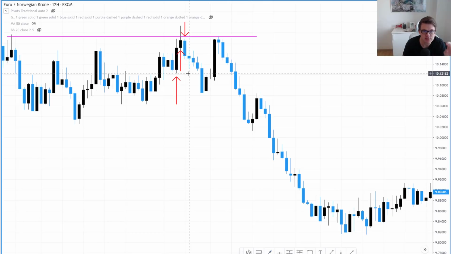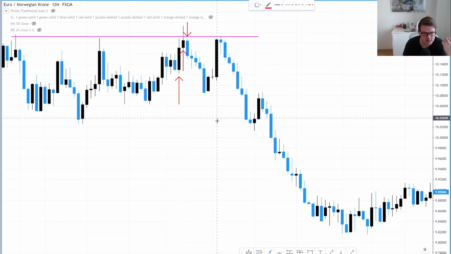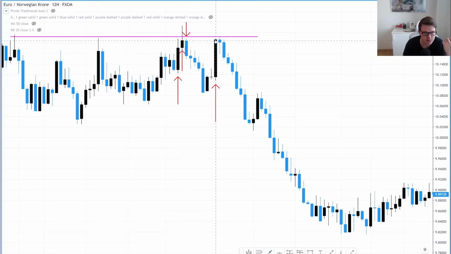So you can really see this shift in power dynamics at resistance and support level. Here we don't see it as nicely, but you can still see the market jumps into the previous resistance area, and then there is no follow through, no next bullish candle, and then on the way down you can see the market accelerates.